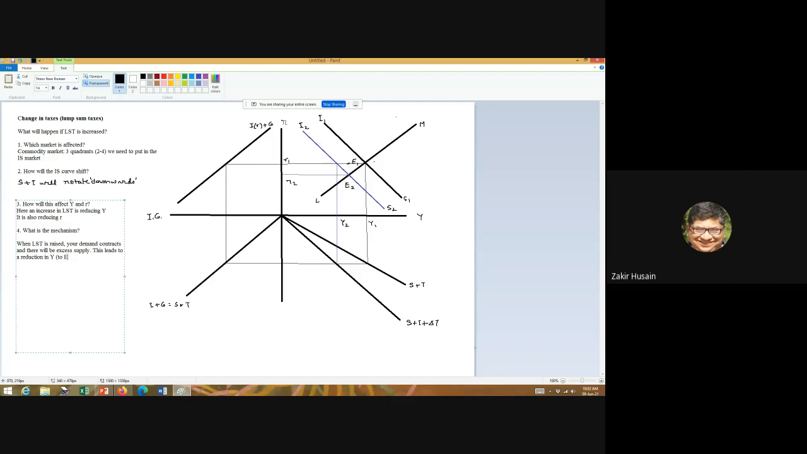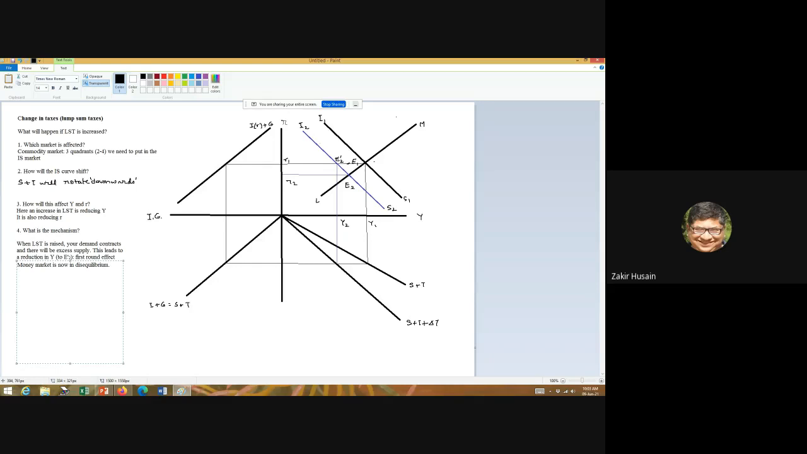I'll label this later. Okay, so this is the so-called first round effect. Only the commodity market. Now, if I go to E prime 2, let's label this now to avoid further confusion. So if I go to E prime 2, the second, we see that the money market is now in disequilibrium.